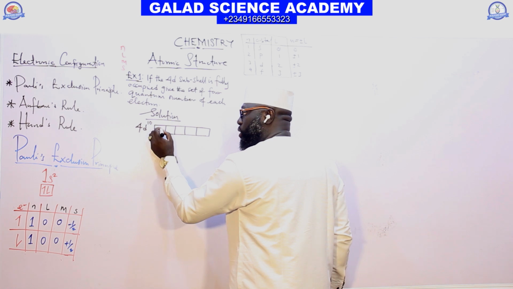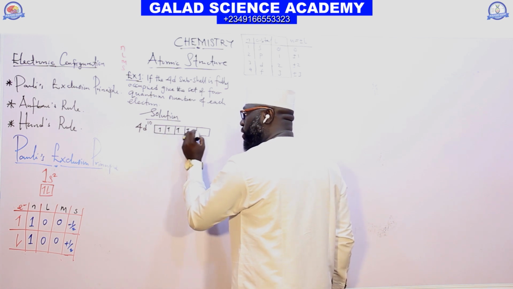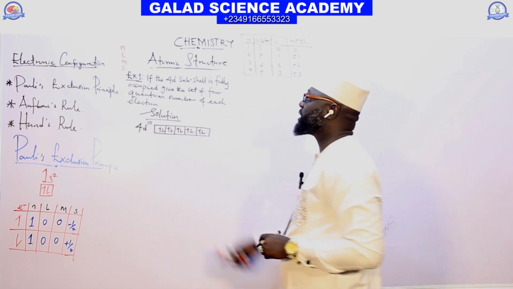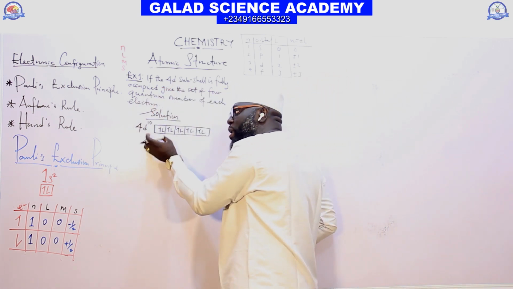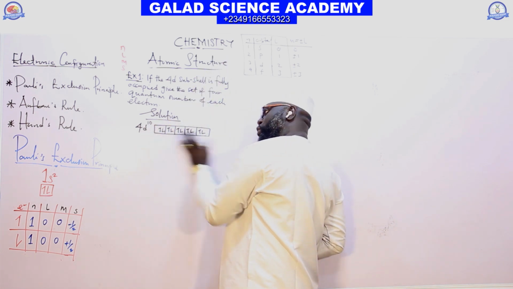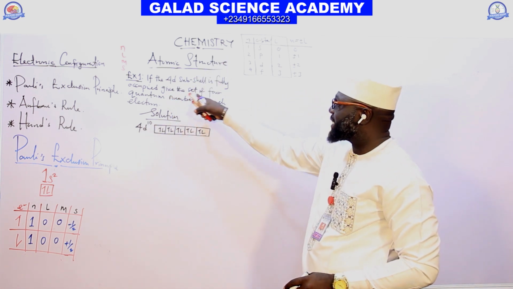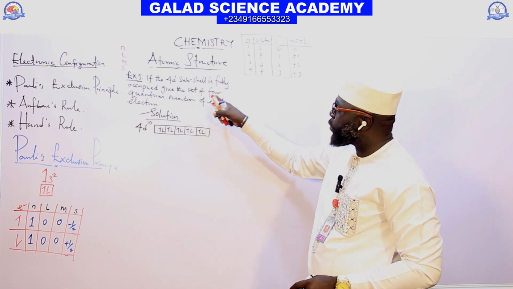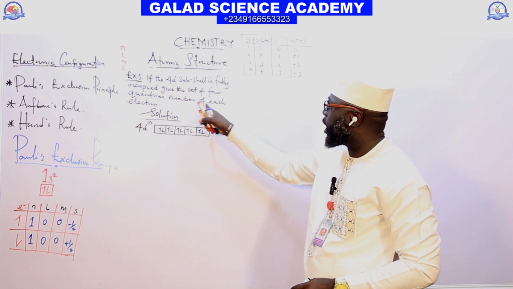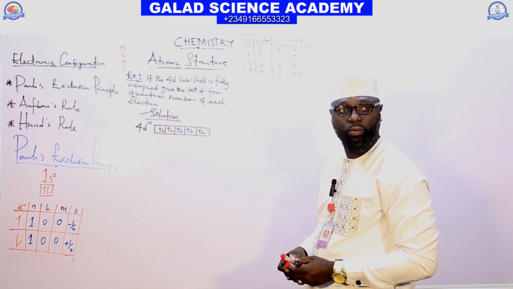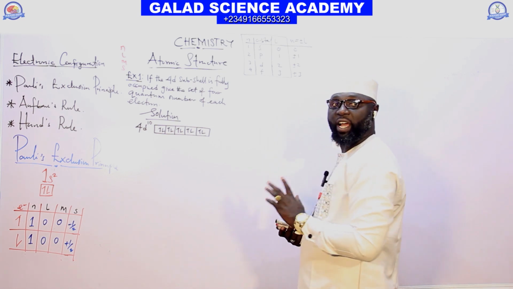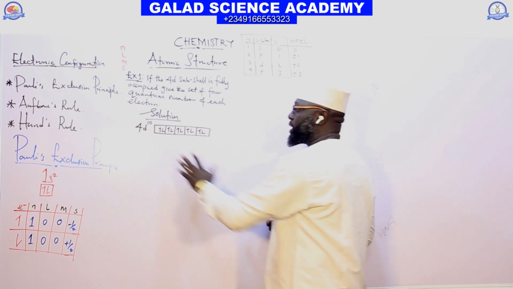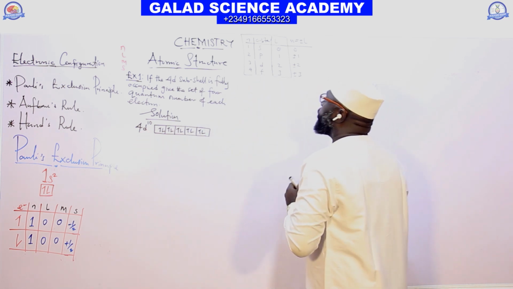So it contains 10 electrons: 1, 2, 3, 4, 5, 6, 7, 8, 9, 10. If the 4d subshell is fully occupied, the total number of electrons that can be found in d is 10, so it is fully occupied. Now give the set of four quantum numbers of each electron. To solve that, it is very easy. It is d.